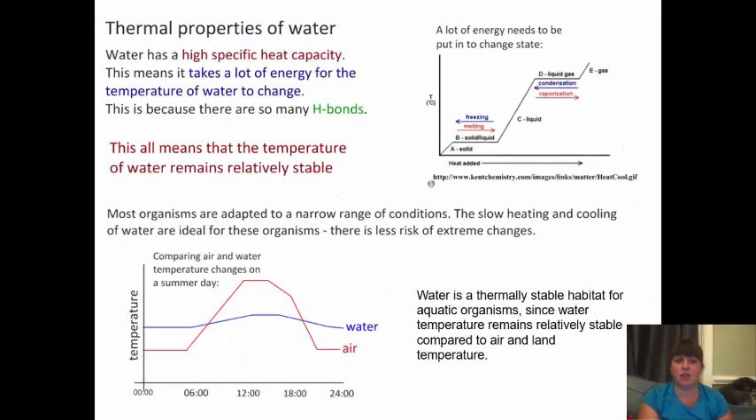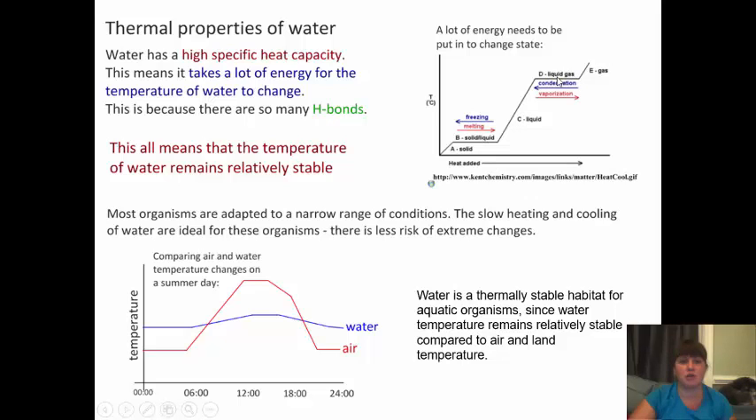Another property of water is the thermal properties of water, and there are actually 2 thermal properties of water: high specific heat capacity and high latent heat of vaporization. So water has a high specific heat capacity, which means that it takes a lot of energy for the temperature of water to change. You may remember this graph from chemistry last year, and going up, it takes a lot of energy to go from these phase changes between the solid to the liquid and then the liquid to the gas.